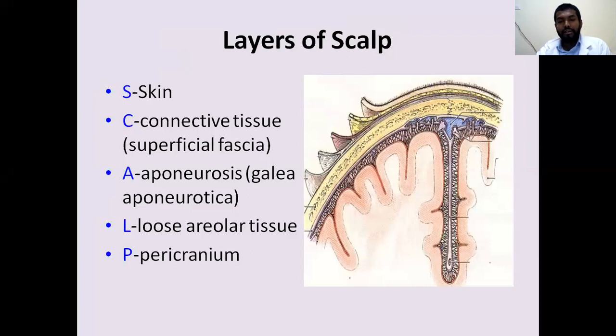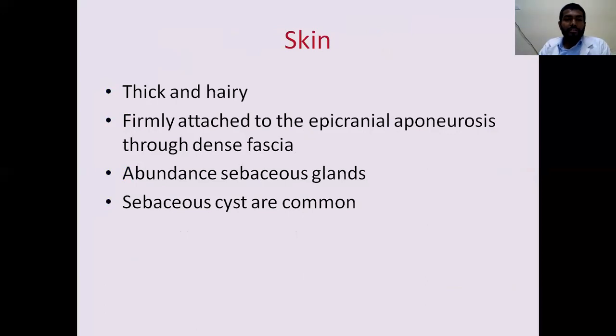Now below this are the layers of your meninges. That is the dura, 2 layers, the pia and the arachnoid matter. Now what is the skin? It is thick and hairy. It is firmly attached to the epicranial aponeurosis through a dense fascia. There is an abundance of sebaceous glands, so the incidence of sebaceous cysts over the scalp is quite high.